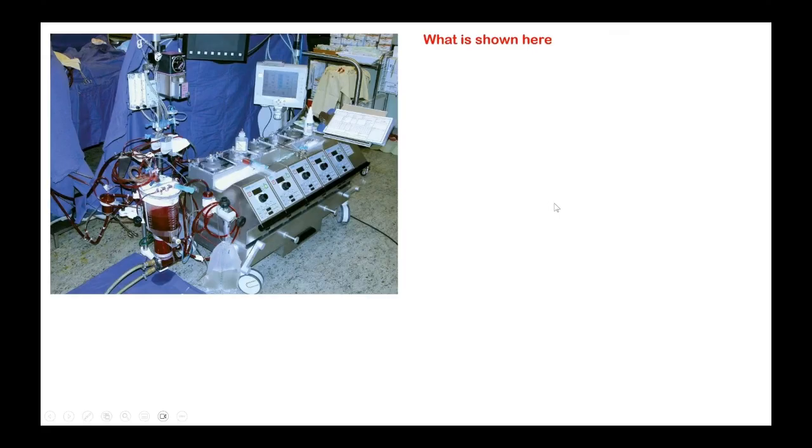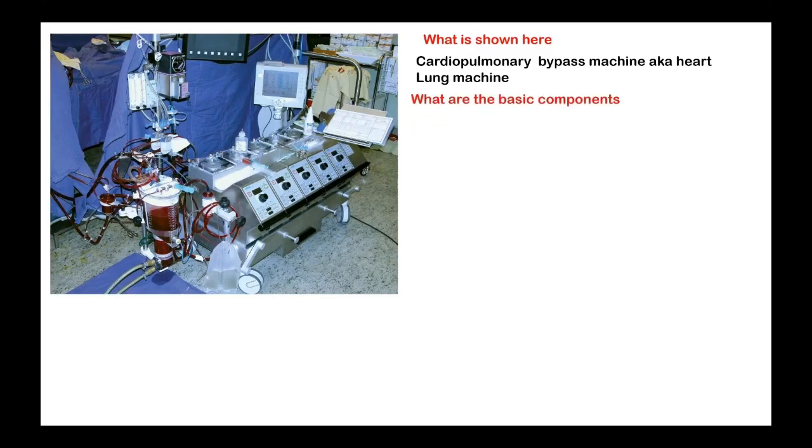Cardiopulmonary bypass, or heart lung machine. Very good. What are the basic components? Roller pumps, oxygenator, venous and arterial cannulae, pumps, heat exchanger. Heat exchanger is also very important.